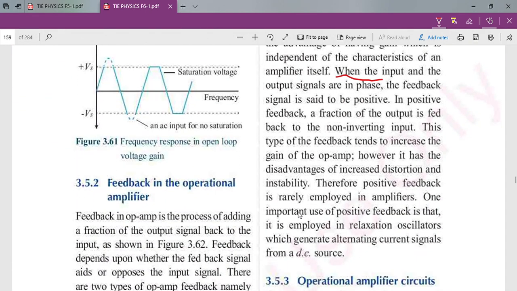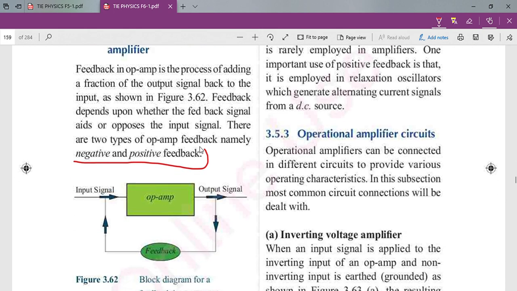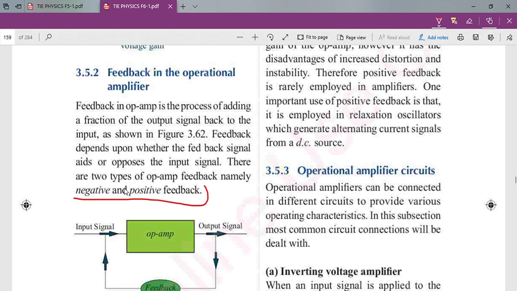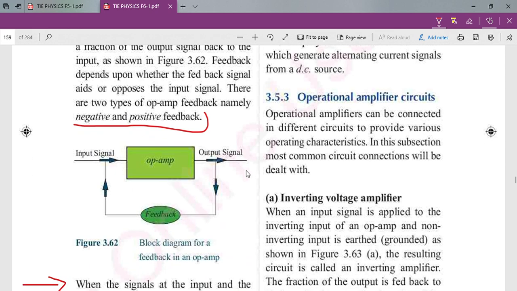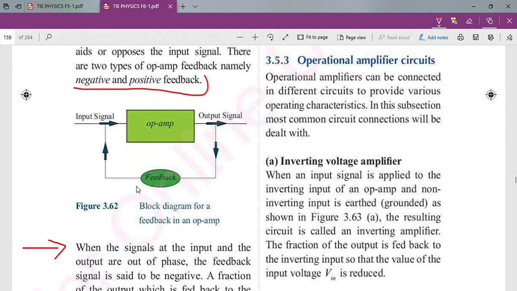Now let's check feedback in the operational amplifier. Feedback means taking the output signal into the input signal. That is what we call feedback in an operational amplifier. We have two main types of feedback in operational amplifiers: positive and negative feedback.